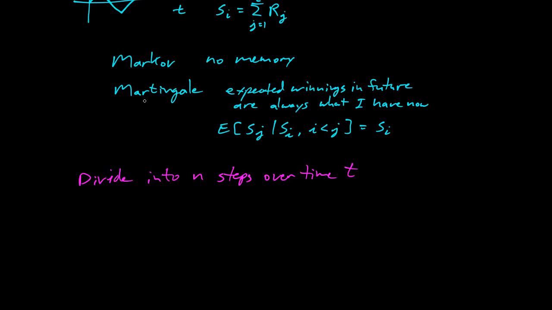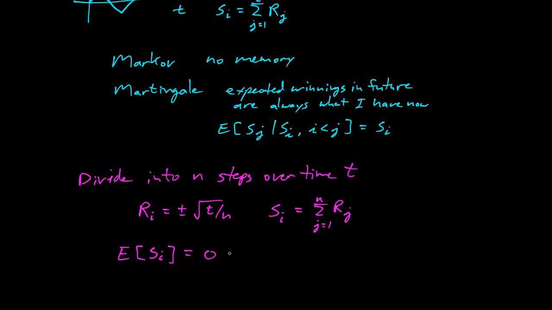All right, and now instead of plus or minus 1, we're going to say R_i equals plus or minus the square root of t over n. So we're scaling our bets every time, and we still have the S_i's are the sums of the R_i's. All right, so now we can play this game. What are some facts about this game? Well, the expected value of S_i, what's this going to be? We still have plus or minus randomly by the coin flip, so the expected value of our winnings at every time is going to be 0.